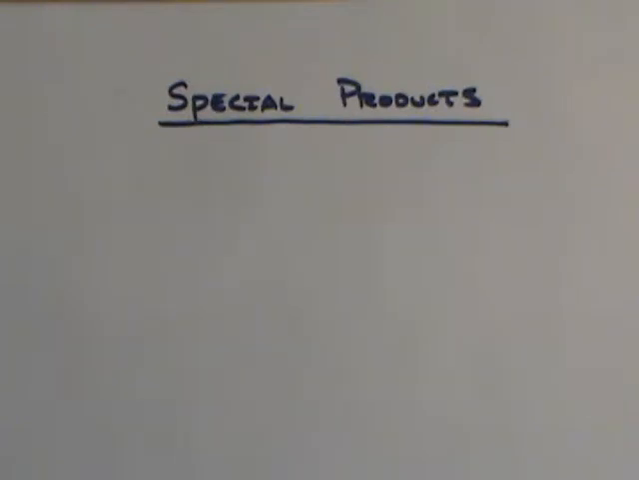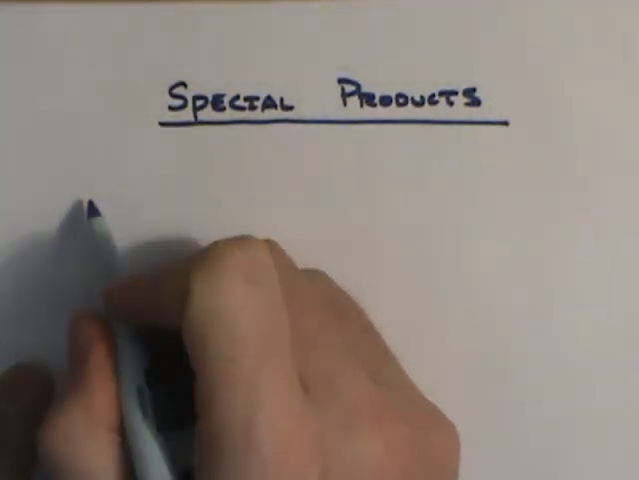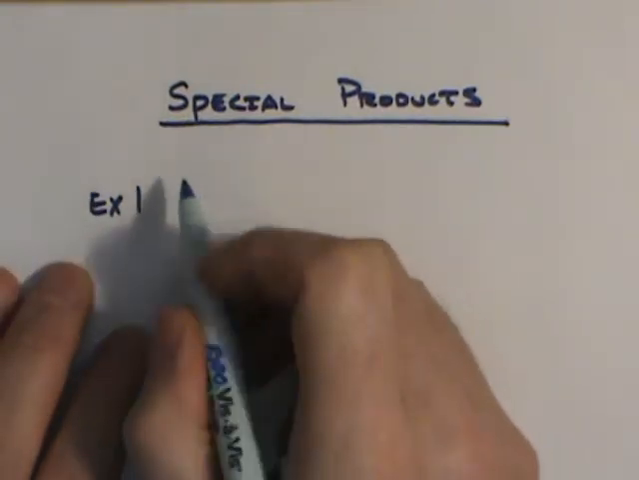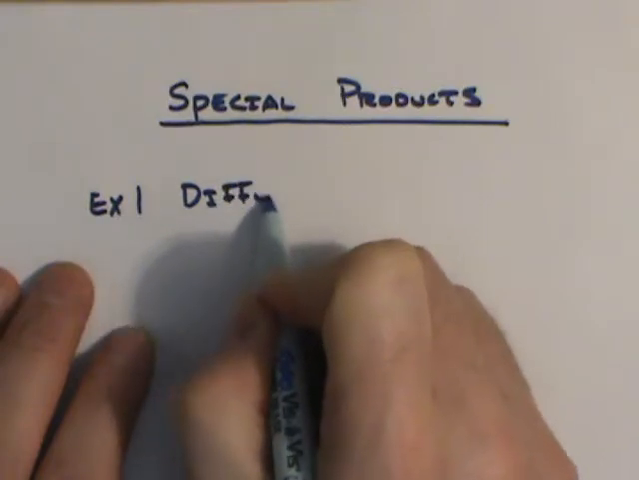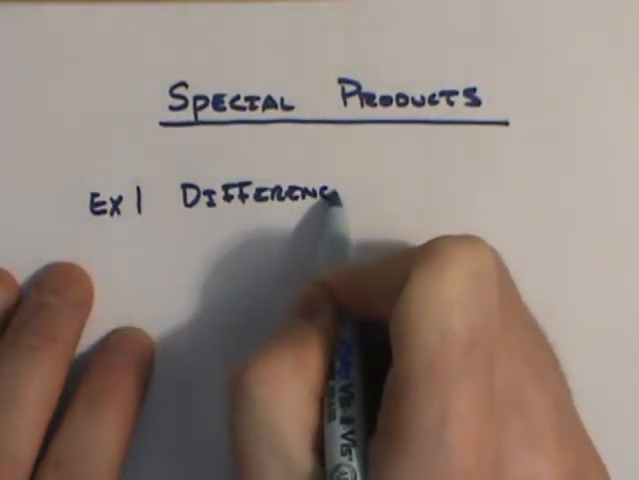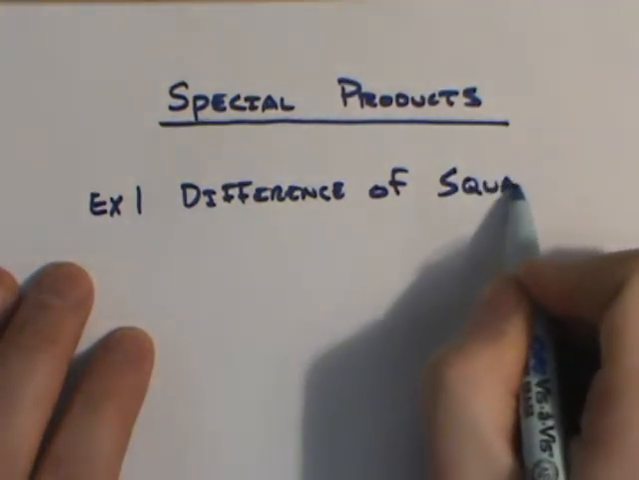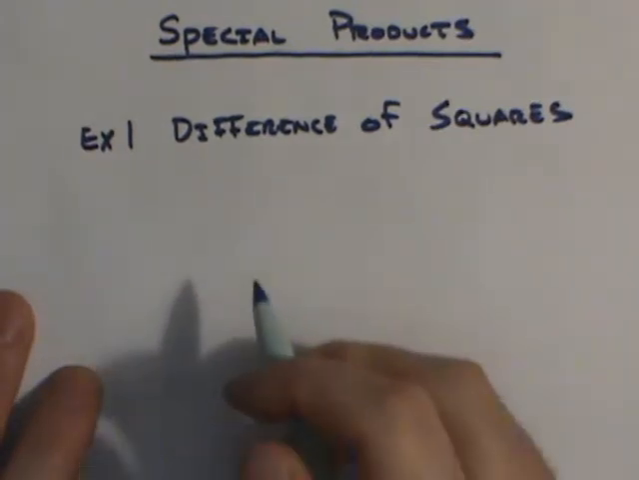And then as you become more comfortable, these ideas just make you quicker. So they make you faster when it comes to multiplying the binomials. Example 1. Now we're going to call these difference of squares. Difference of squares. And you'll see why we call them difference of squares after I do a couple examples.